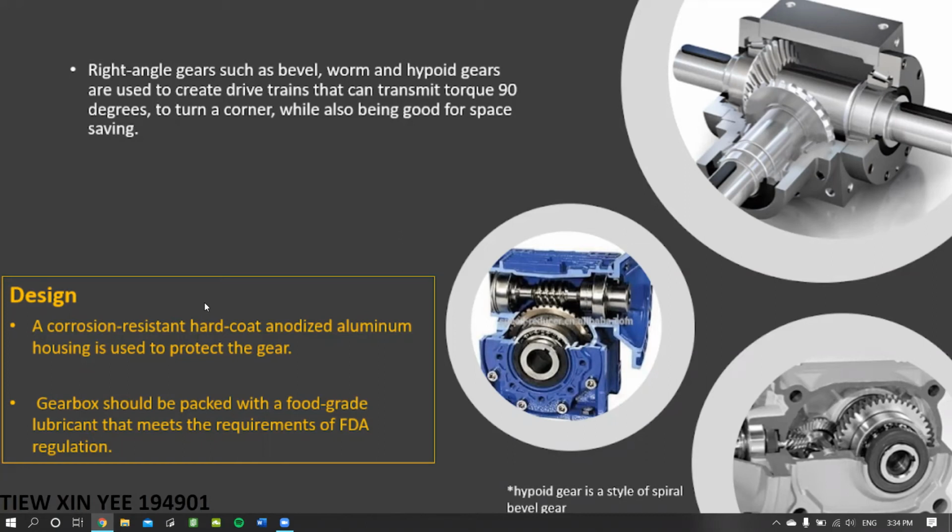So for the design of the right angle gearbox, a corrosion-resistant hard-coat anodized aluminum housing will be used to protect the gear. And the gearbox should always be packed with food-grade lubricants that meet the requirements of FDA regulations.